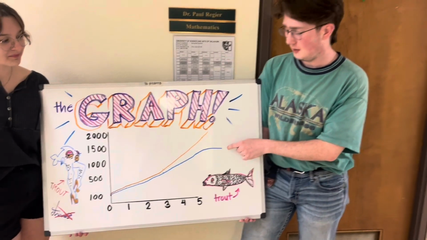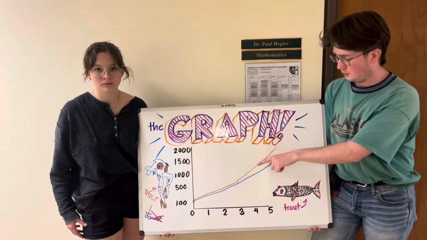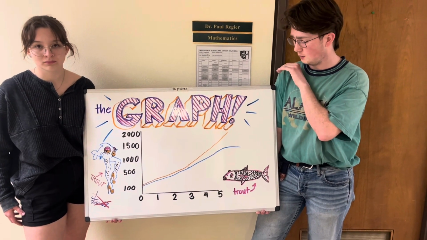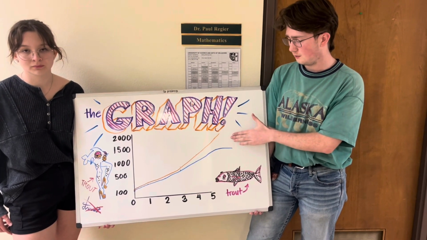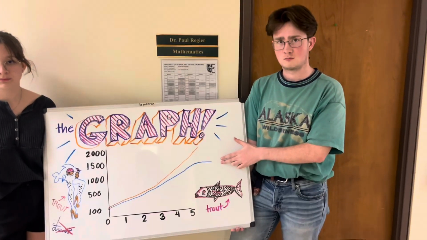The blue line that has the carrying capacity plateaus at year 5, while the exponential orange line just completely goes with no limit. And that's going to be the difference between the logistic and exponential lines.